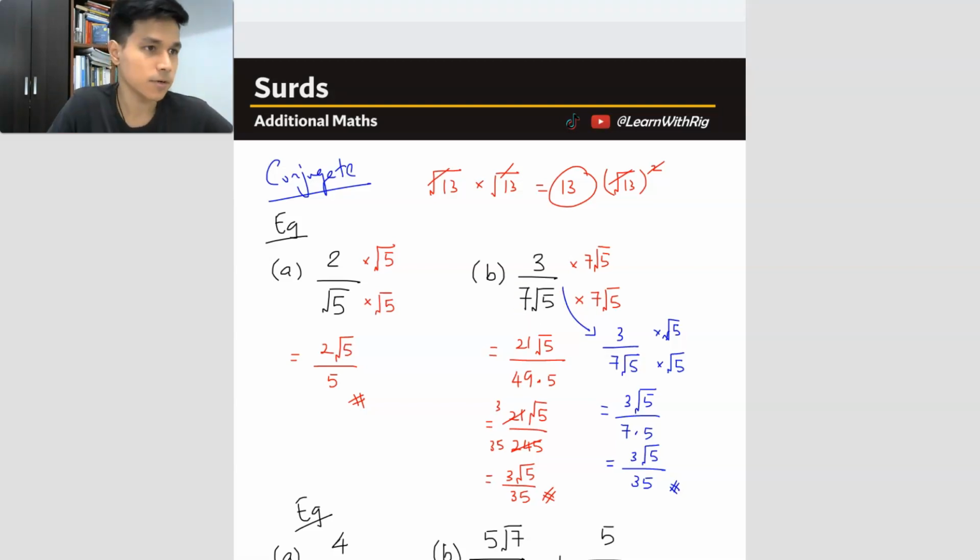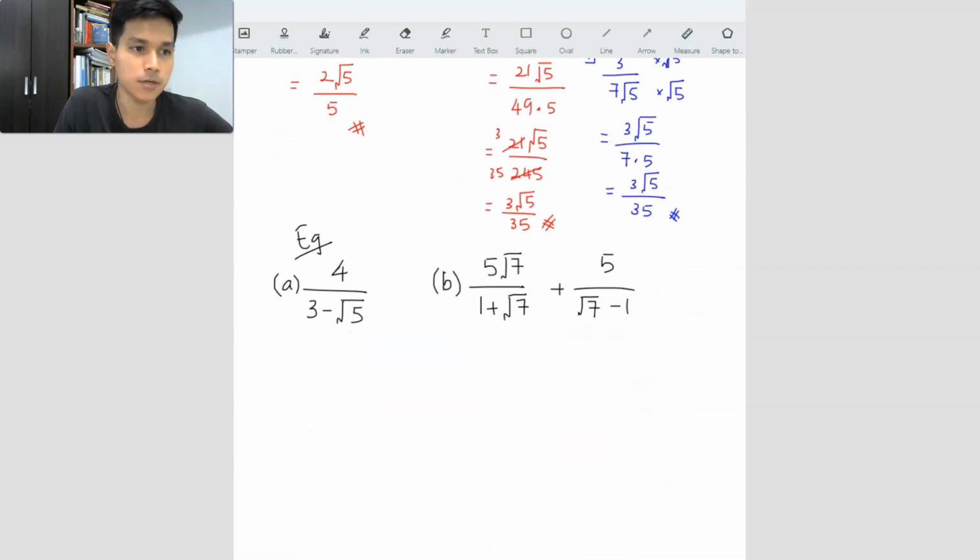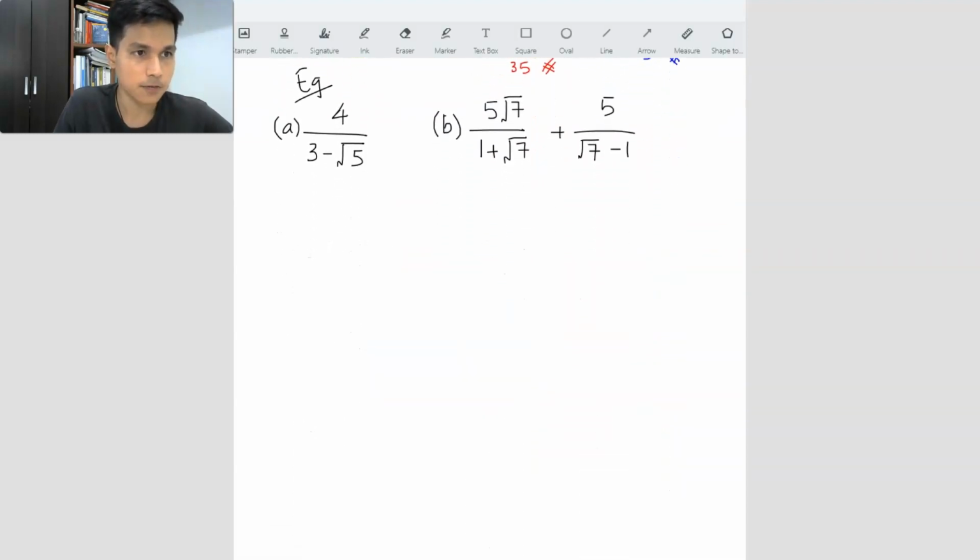Now let's go to a more complicated one. Now, what if the fraction is not a single value? So like you see here, it's not a single value. So what are you going to do? So the conjugate of this is you're going to multiply this one here by the same thing, but instead of minus here, we do the opposite. So we're going to put plus. So the same thing up here.